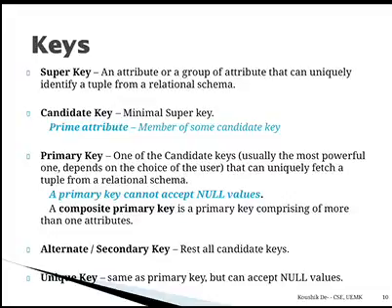A super key is a set of attributes within a table whose values can be used to uniquely identify a tuple. A candidate key is a minimal set of attributes necessary to identify a tuple. This is also called a minimal super key.